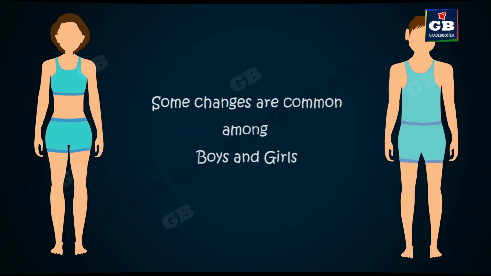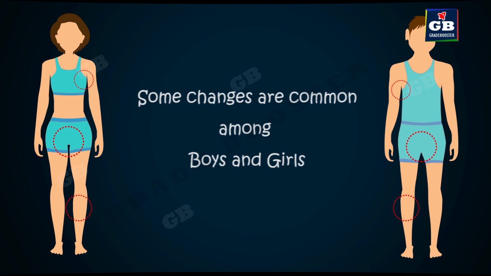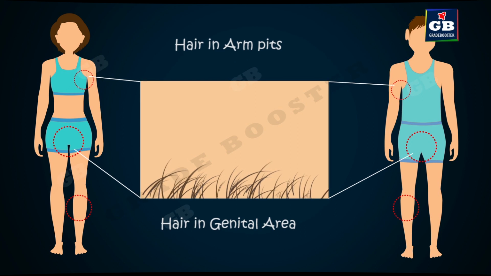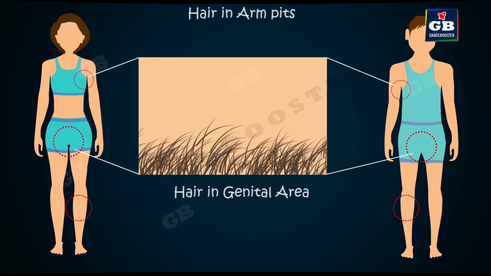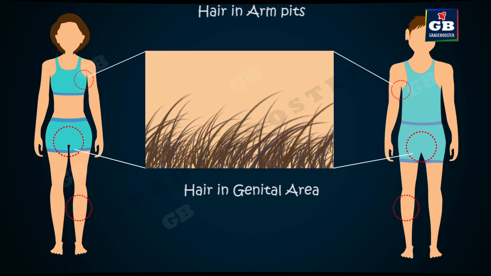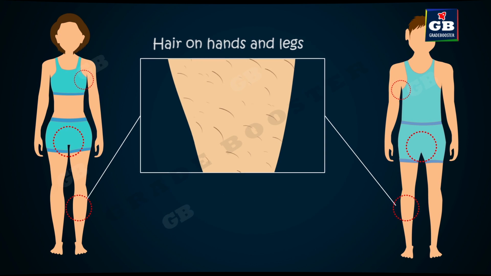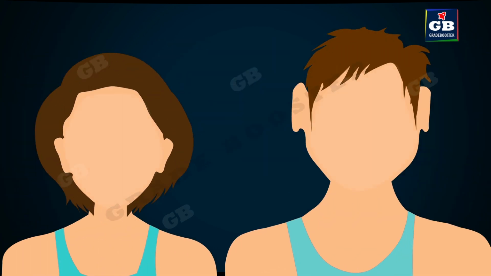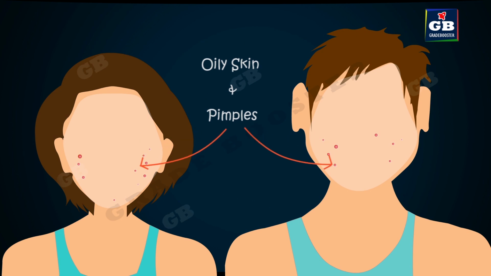Some changes are common in both boys and girls, like thick hair growing in new parts of the body, such as armpits and the genital area between the thighs. The skin in this region can also become darker in color. Thinner hair can also appear on legs and arms. The skin frequently becomes oily and they might begin to develop pimples.